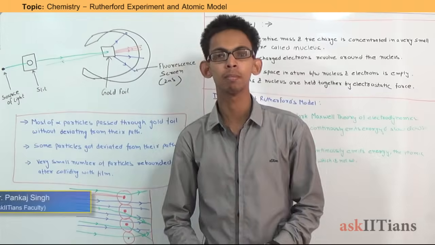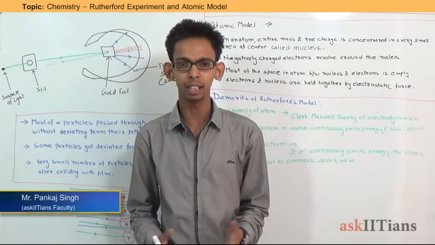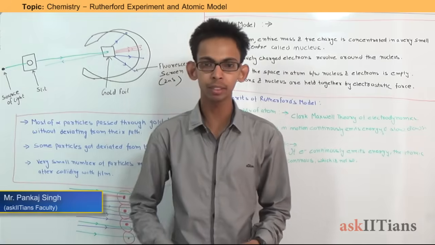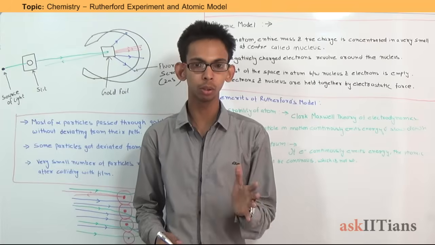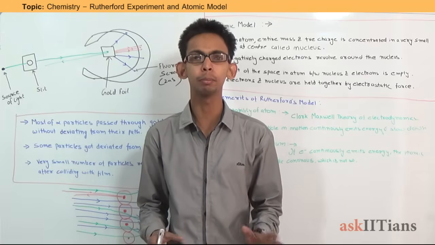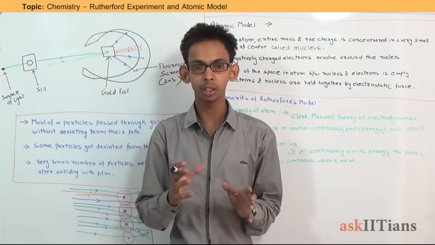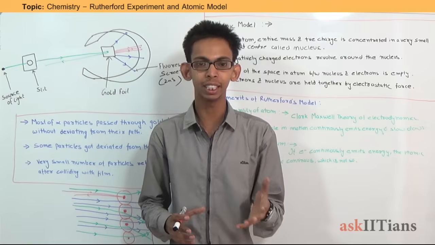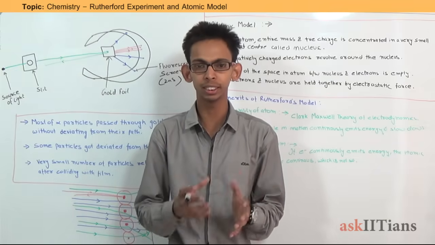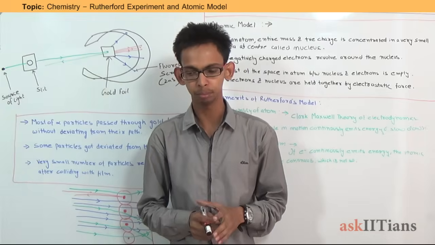Hi students, today we will discuss Rutherford's gold foil experiment and the atomic model proposed by Rutherford, that is, Rutherford's atomic model. Rutherford's gold foil experiment is a very famous and important experiment conducted by Rutherford in order to make the structure of the atom clear. That means how the positive and negative charges, that is protons and electrons, are situated inside an atom. That is, what is the actual structure of the atom.